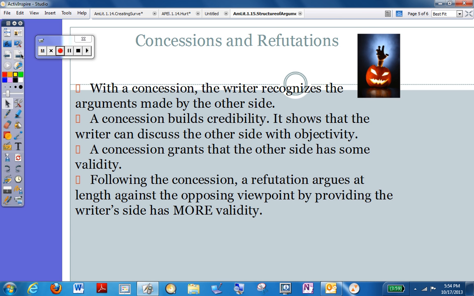But a concession grants that the other side, while it has validity, should be followed by a refutation that argues at length against the opposing viewpoint by proving that your side has more validity, it's more truthful, it has a greater amount and more quality evidence stacked up in your favor. Okay? Simply conceding the other side a point without successfully addressing it is a mistake I see a lot of people make in their essays and their speeches, because then you're just giving away the other side a free point. Okay? If you're going to bring up the other side, and you should, you need to effectively address it.